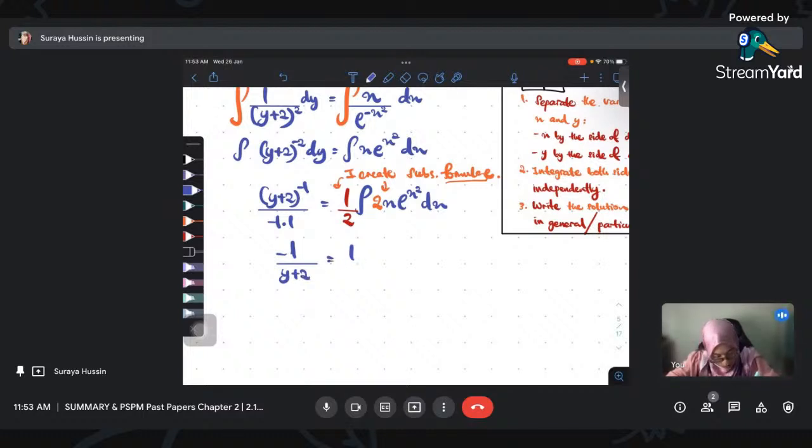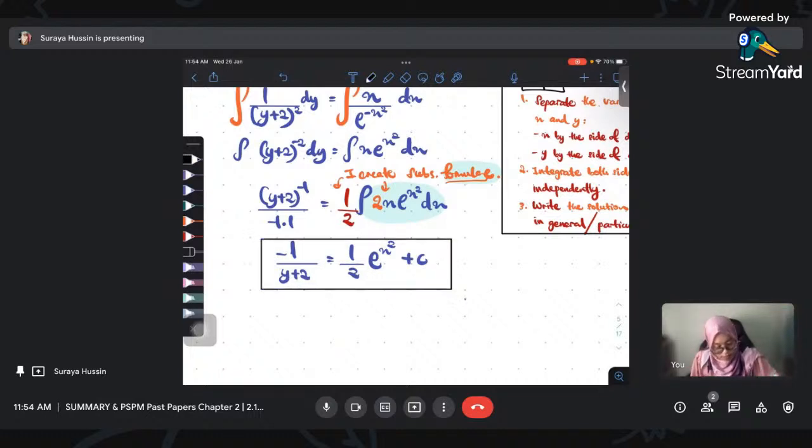So nombor 1/2 ni kekal. Jangan kacau dia. Yang you perlu faham adalah belakang ni. Belakang ni formula. This is a formula. So use the formula and you will get exponent x squared plus c. That's it. That's how you do it. So this is what we call as the general solution.